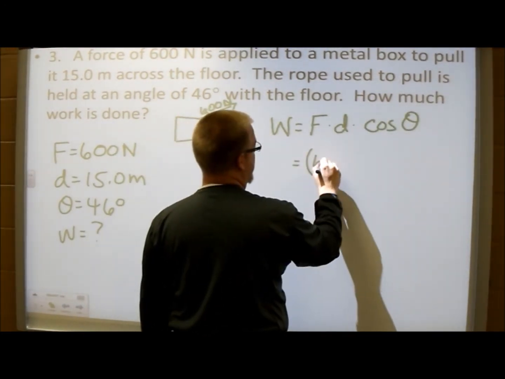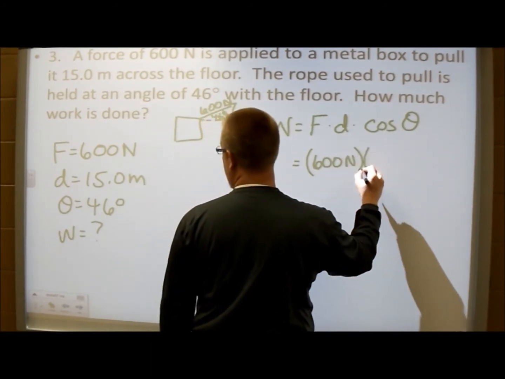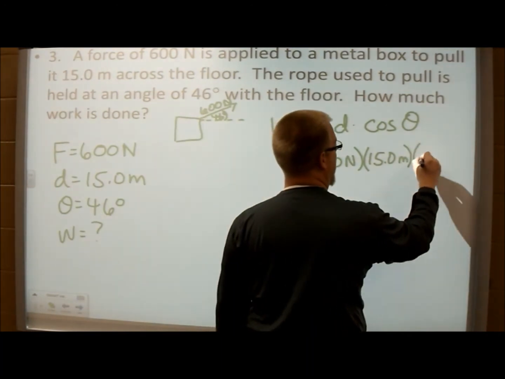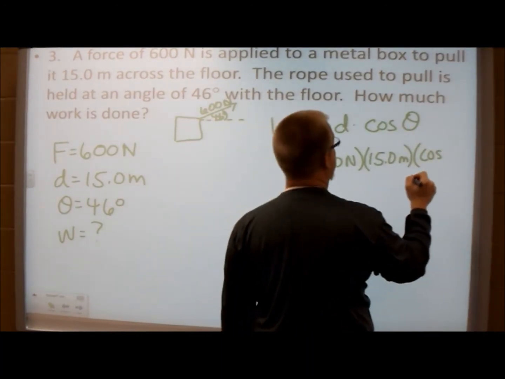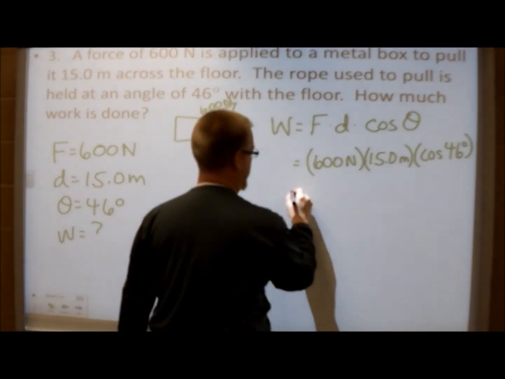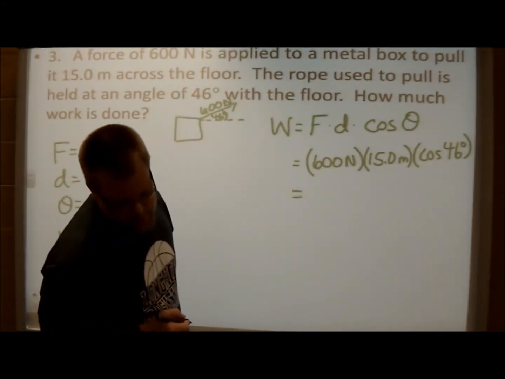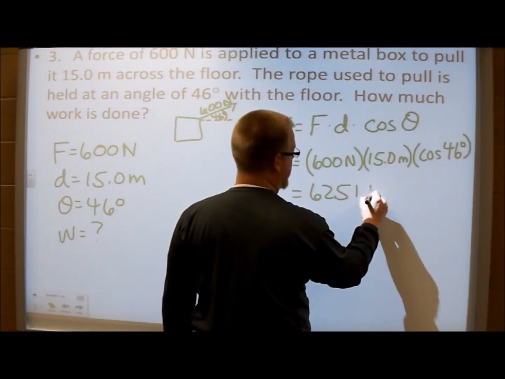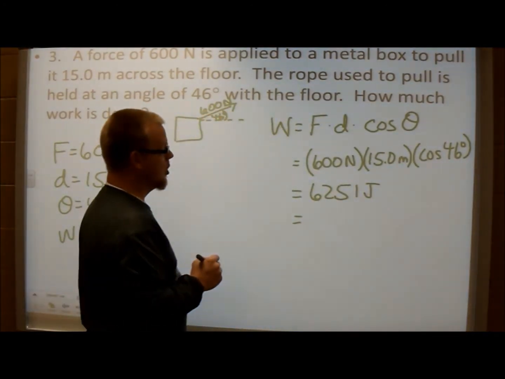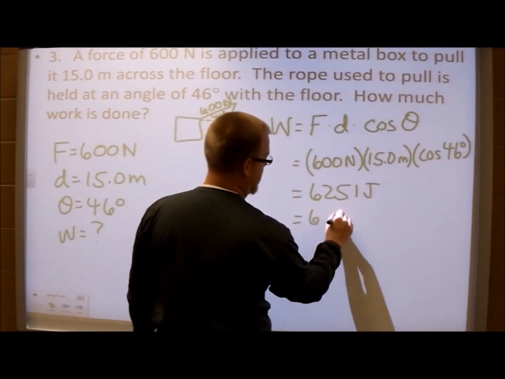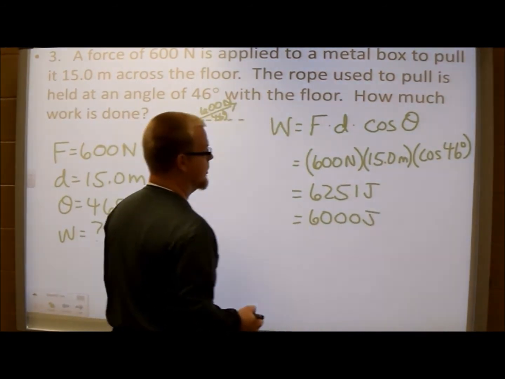My force is 600 newtons. The distance is 15 meters. And I have the cosine of 46 degrees. I think you get 6251 joules. Or if we do this with sig figs, since 600 only has one sig fig, it's going to be 6,000 joules.